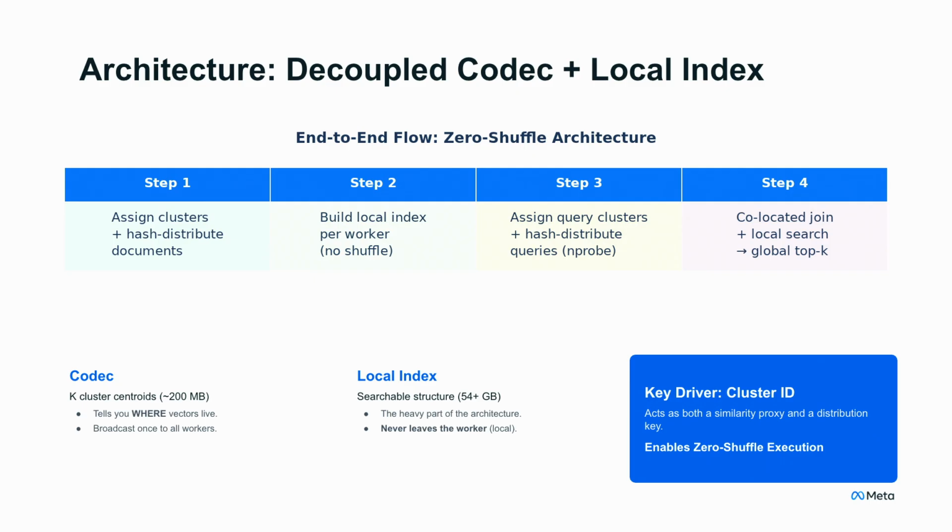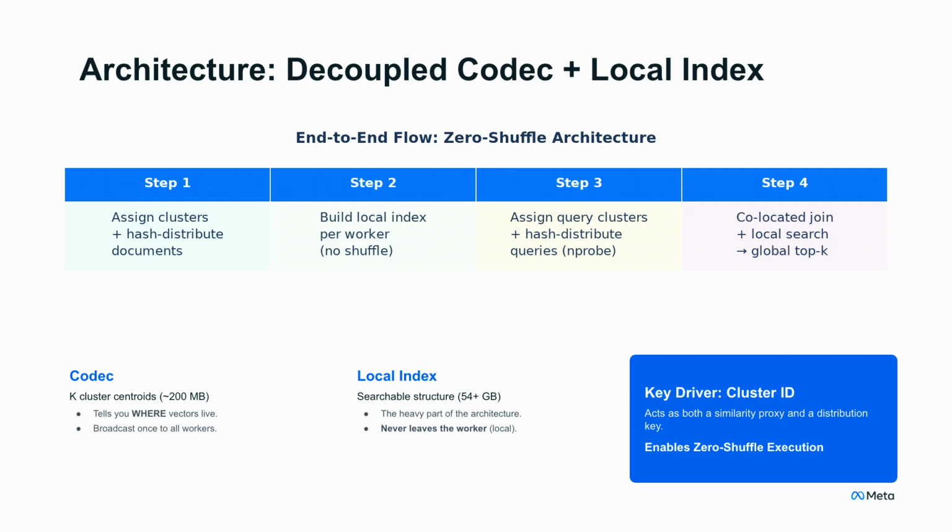So this is the architecture slide. There are two pieces which are cleanly separated. If you look at the bottom left, right, the first thing is the codebook. Imagine they are cluster centroids when you partition your vector space. So this tells you where your vector lives, and you just need to broadcast your codebook to all the workers. The second major building block we call the local index. Essentially, this is a searchable artifact, right, you build for each partition. These are the heavy part of the solution. Essentially, it can be fairly large.